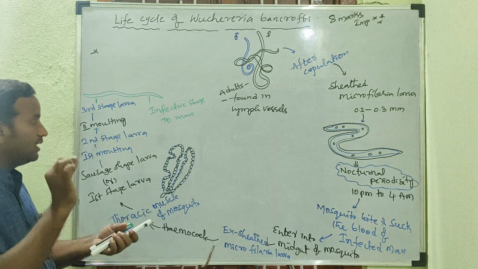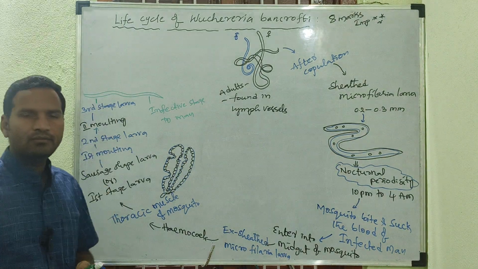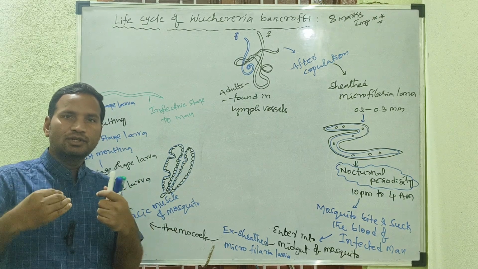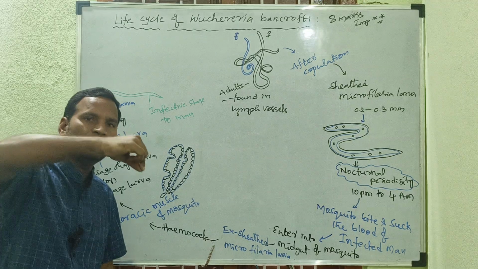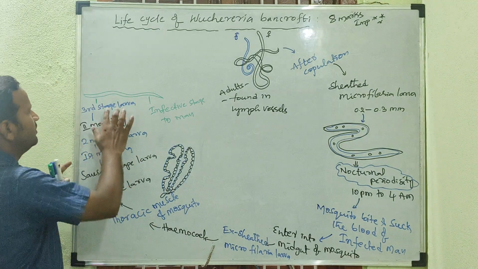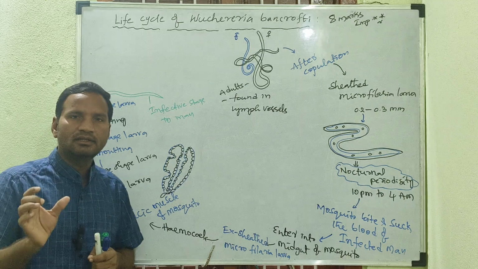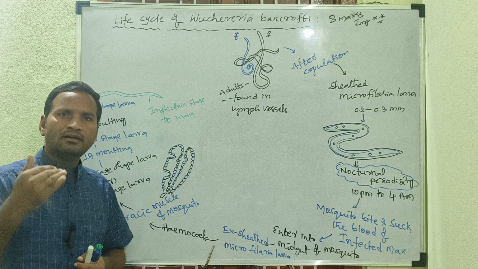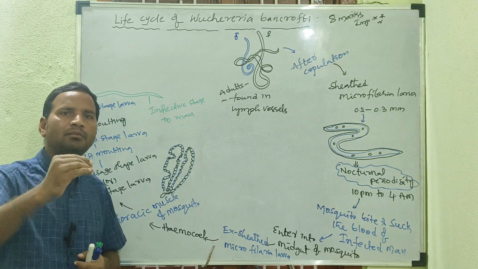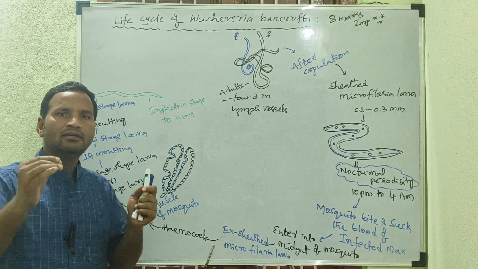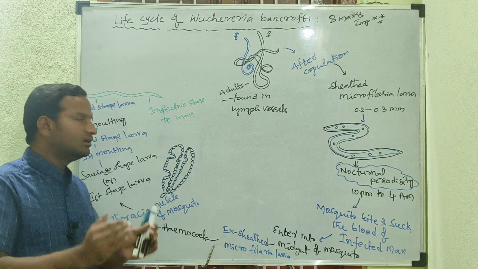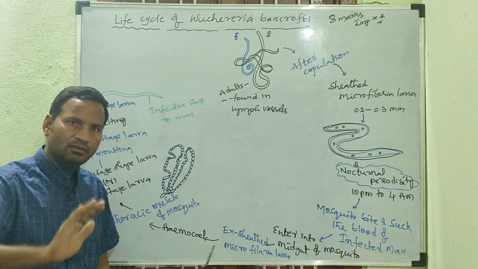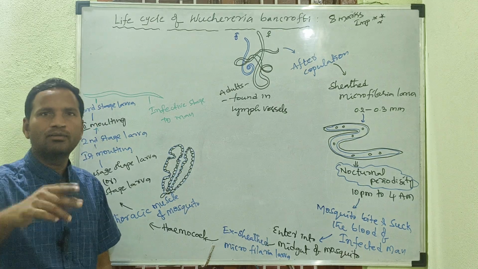Now again, when the mosquito bites the human being, the infected person, the host, then it releases what? The third stage larva into the bloodstream of man. Then it reaches the lymphatic vessels. When it reaches the lymphatic vessel, it undergoes third molting and produces fourth stage larva. Again the fourth stage larva undergoes fourth molting and produces young ones.